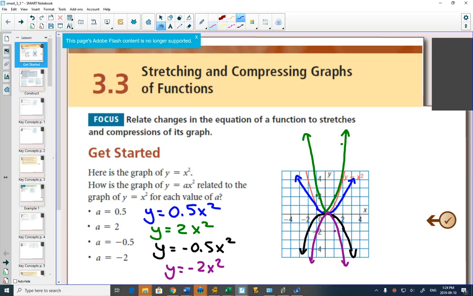For example, on my original graph, I'll label this point. Would you agree on your parabola, you have the point 2, 4. And now you have the point 2, 8. The x value hasn't changed, but the y value has changed from 4 to 8. We could pick another point. We could pick 1, 1, and now on the green graph, I have 1, 2. My x value hasn't changed, but my y value has become 2.